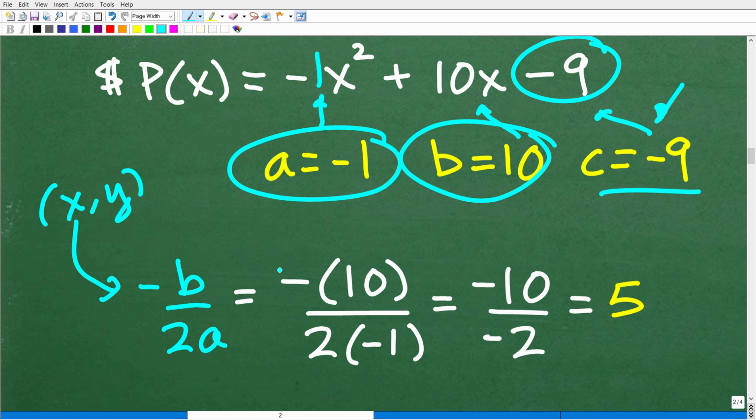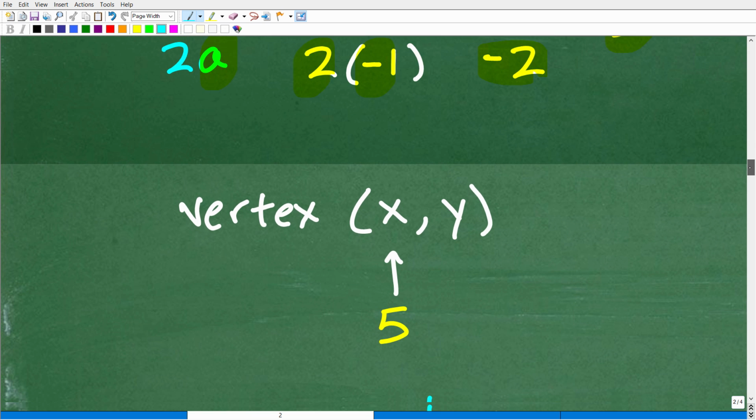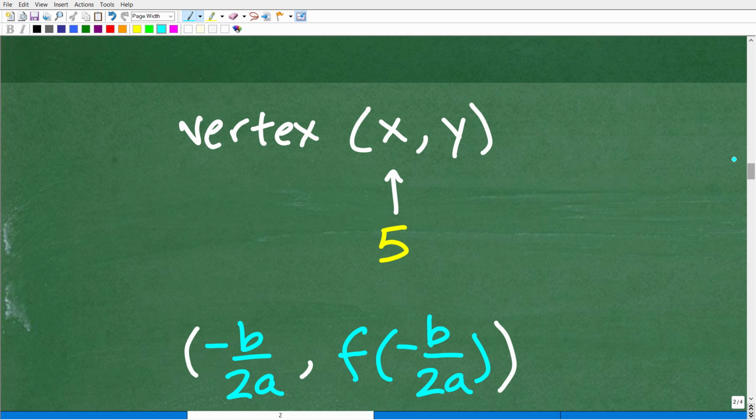So minus b is going to be what? Well, b is 10, so it's going to be -10. Always use parentheses when you're plugging in values for variables, over 2a. So this is 2 times a, which is -1. So we have -10 over 2 times -1, which is -2. Negative divided by negative is a positive, so that is 5. So what does that mean? Well, x is 5, the x-coordinate of the vertex is 5. Let's go ahead and get the y now.